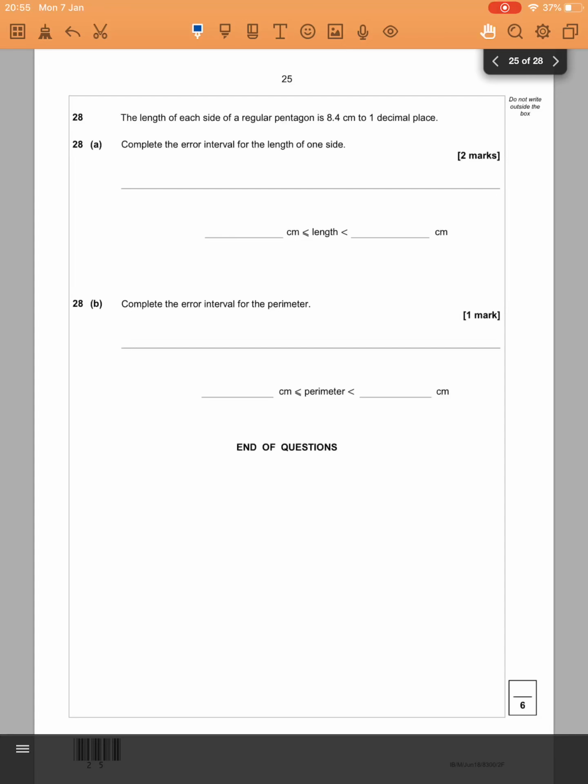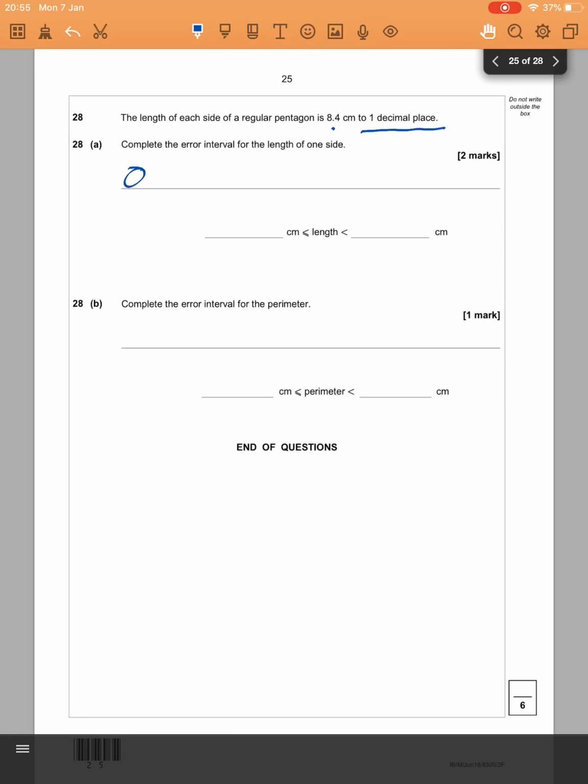Question 28. The length of each side of a regular pentagon is 8.4 centimetres to 1 decimal place. Complete the error interval for the length of one side. Well, the error interval means that you have to go half of 1 decimal place below 8.4 and half of 1 decimal place above 8.4.